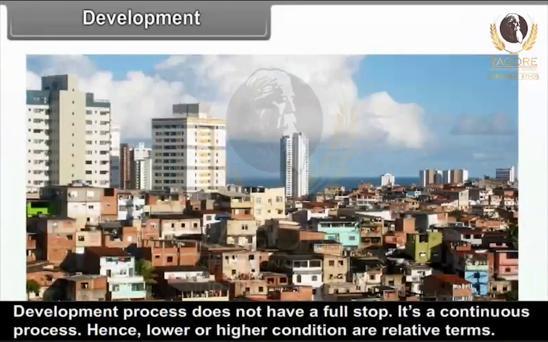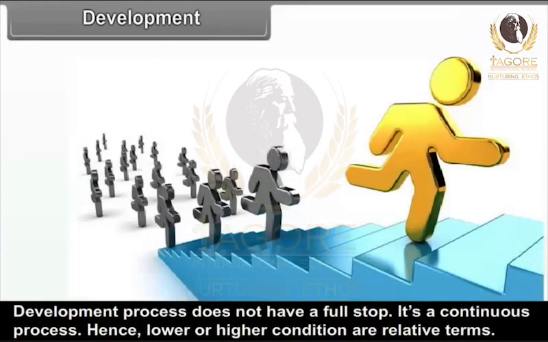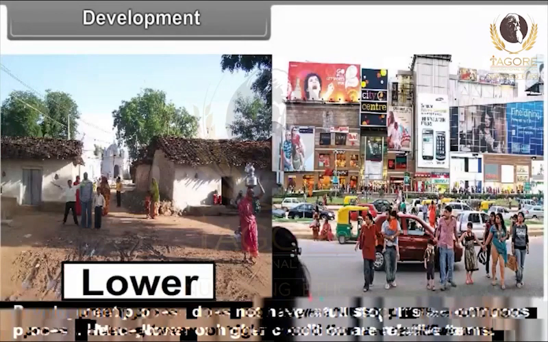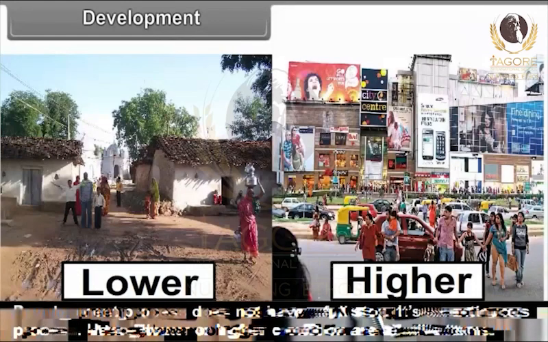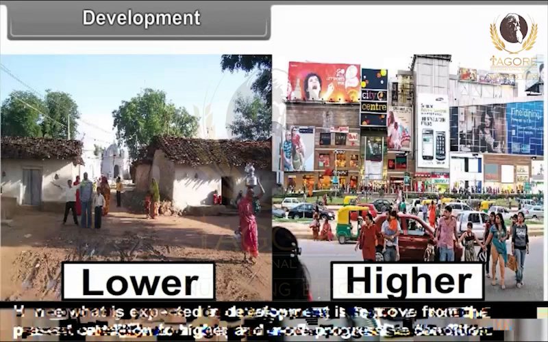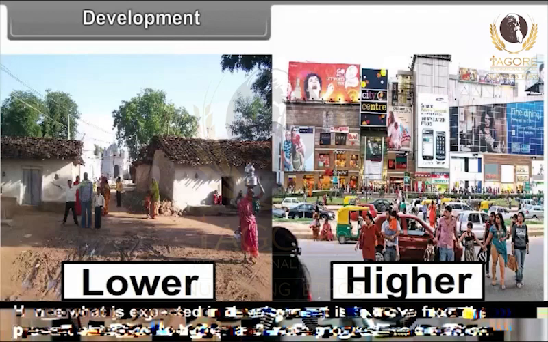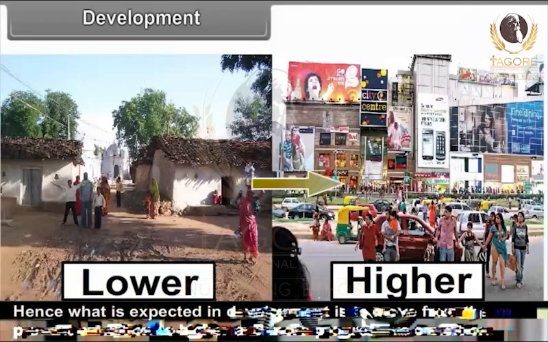Development process does not have a full stop. It is a continuous process. Hence, lower or higher condition are relative terms. Hence, what is expected in development is to move from the present condition to higher and more progressive condition.